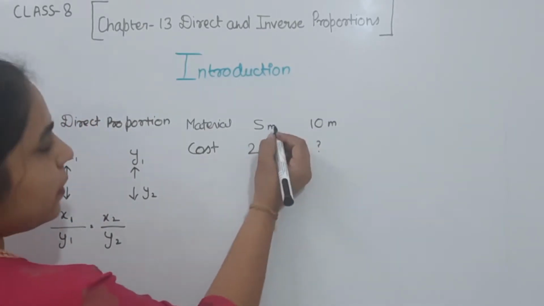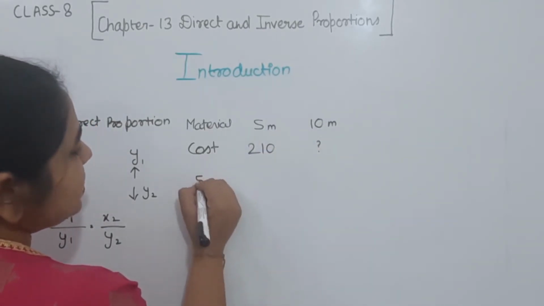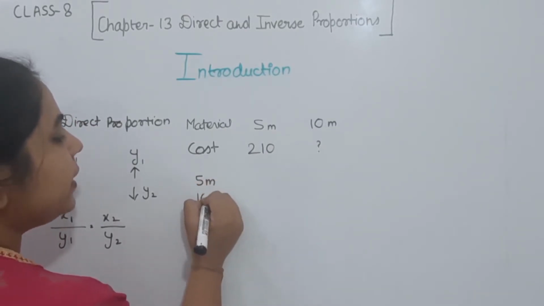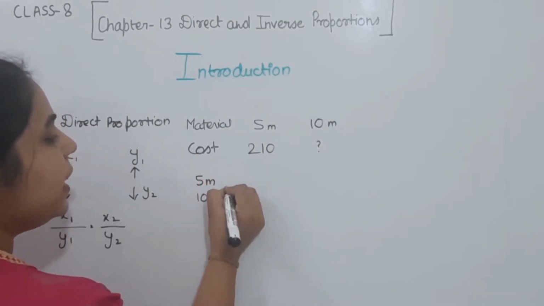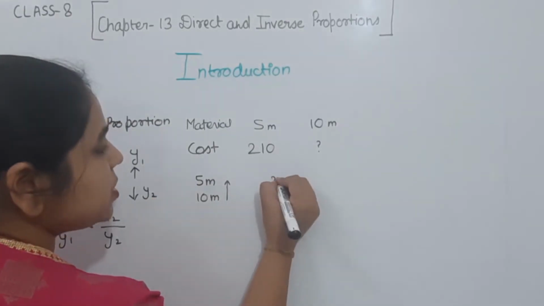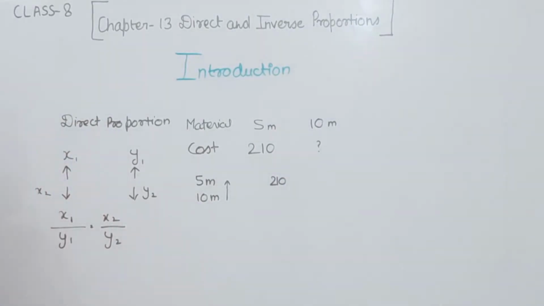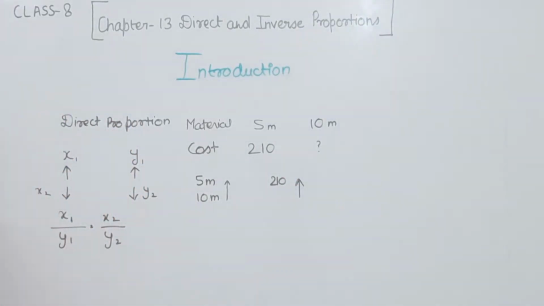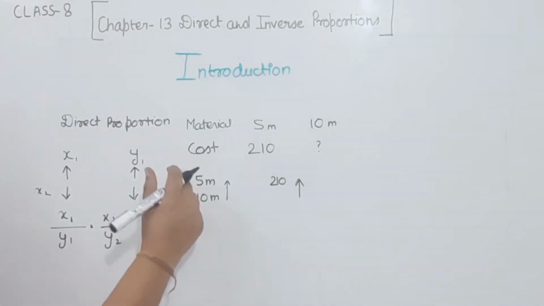Now the material we have is 5 meter. So the material increases from 5 to 10. That means the material is increasing from 5 to 10, so the cost will also increase because the material is increasing. So both of them are in direct proportion. So how can we find this one?